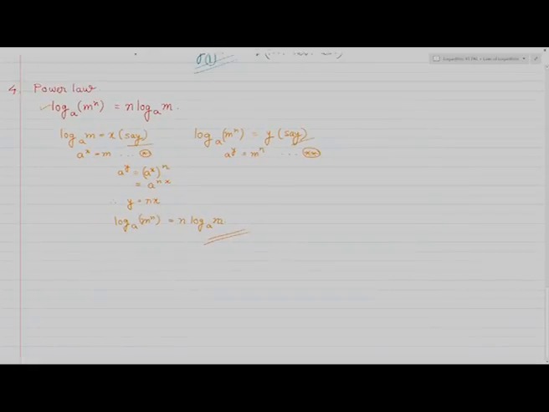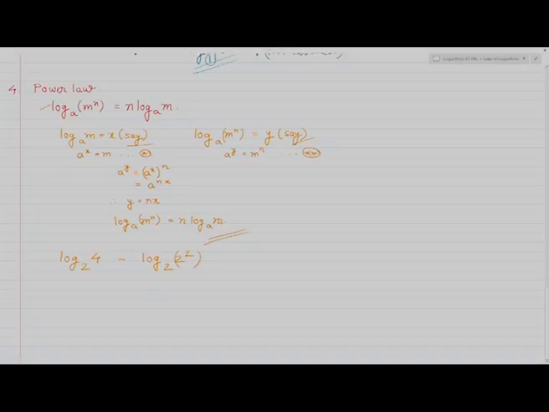We have been using this. When we are asked to find log to the base 2 of 4, what have we done? We have actually used the 7 rule and written 2 raised to x is equal to 4, and then by inspection we guessed that x should be equal to 2. Instead of that, you can actually write log to the base 2 of 2 square.